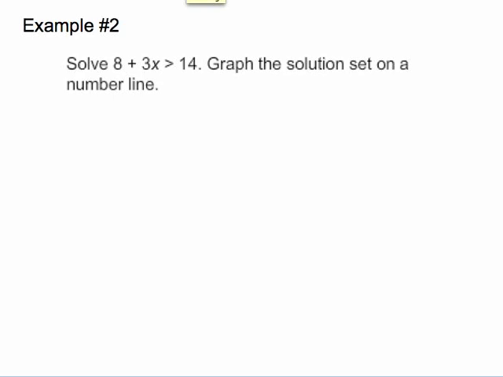8 plus 3x is greater than 14. A great time for you to pause the video and try this on your own if you'd like. The worst that would happen is that you'd get the wrong answer and then have to try it again. Okay? So let's SAD map this one.